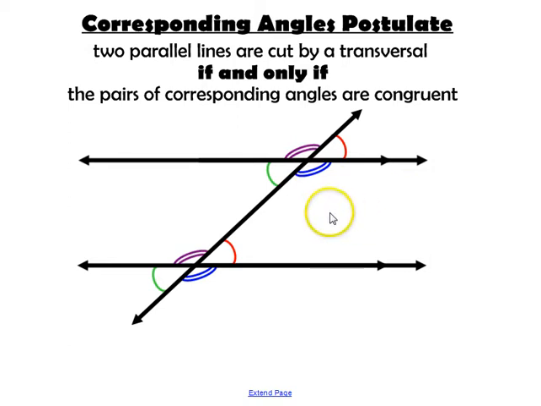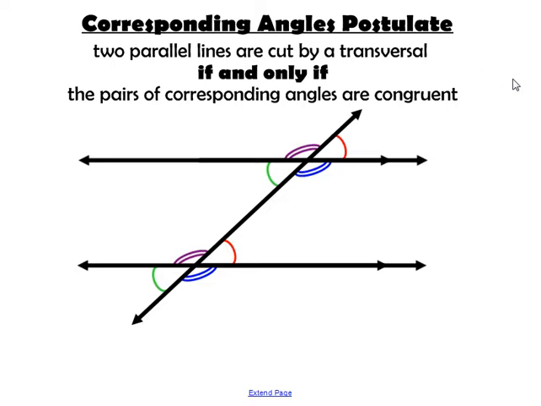Now, if you notice, I marked the purple and blue angles with 2 because those are also congruent to each other because they're vertical angles. Likewise, the green and red angles are marked with 1 because they're also vertical and congruent to each other.